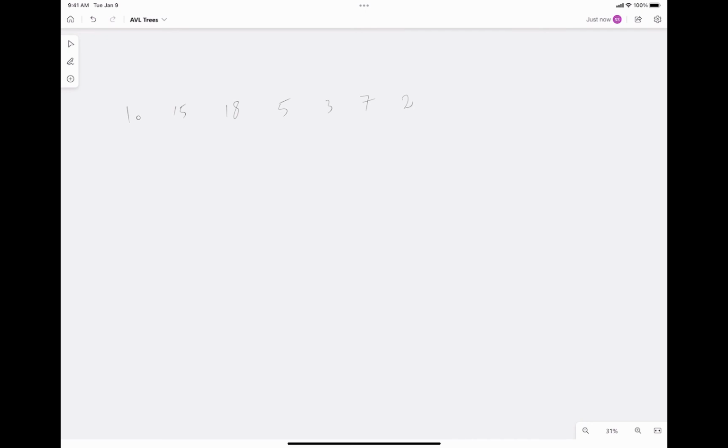So I'm going to start with the very first number, which is 10, and we're going to insert number 10, and because there's no other node in the tree, number 10 will be the root.